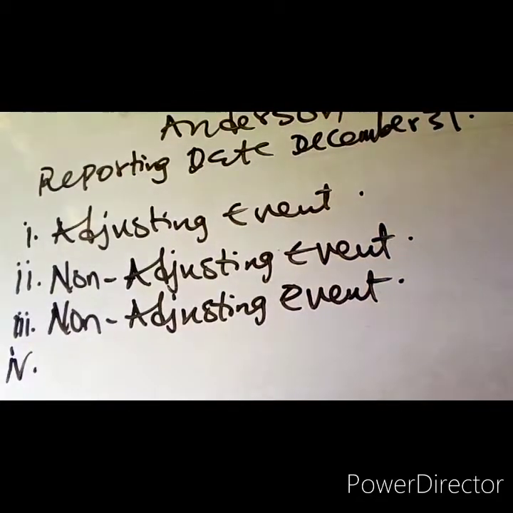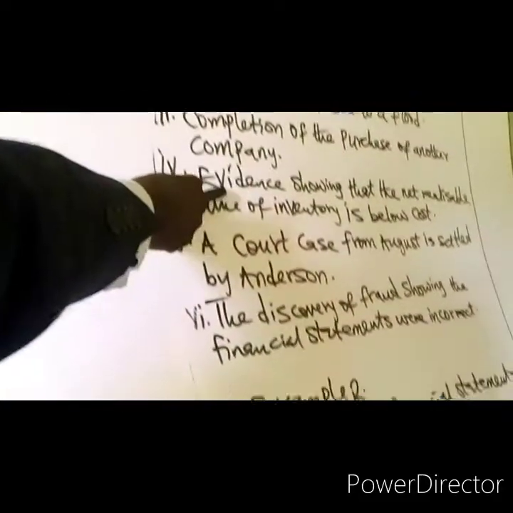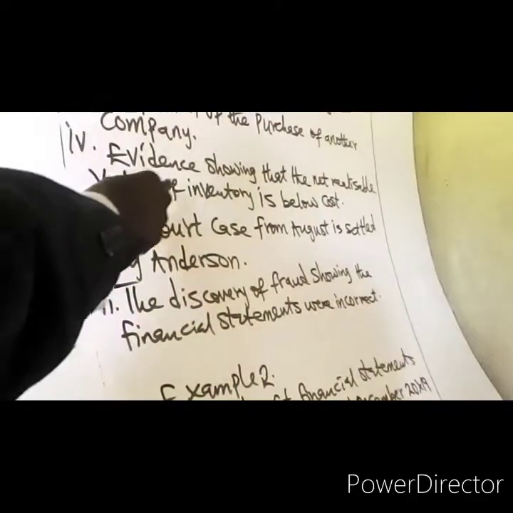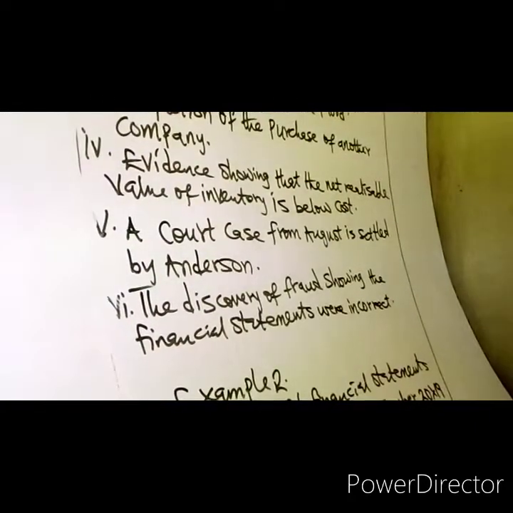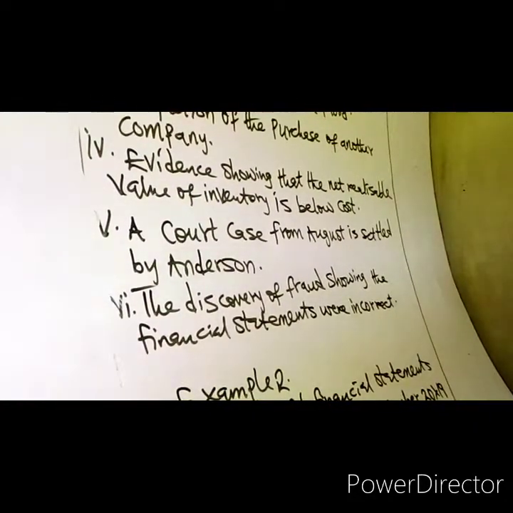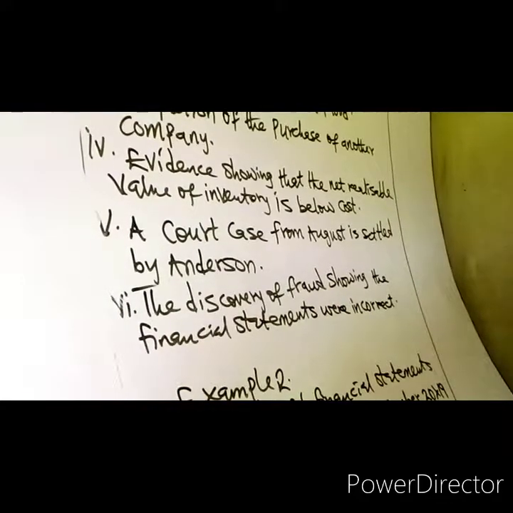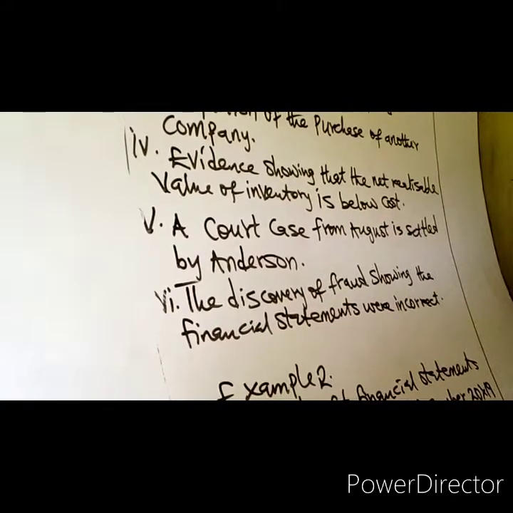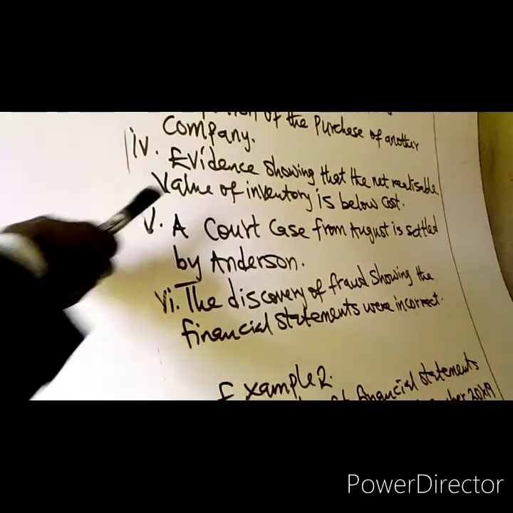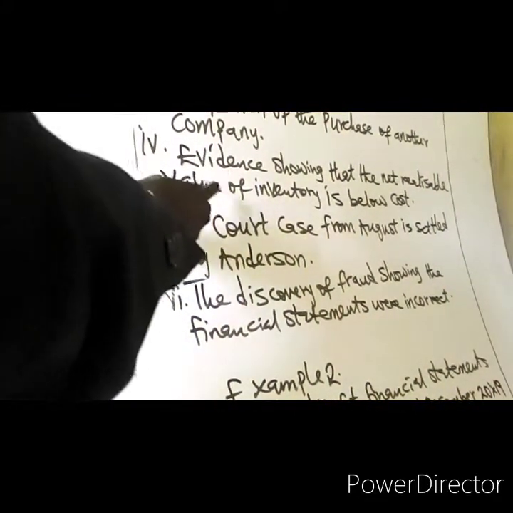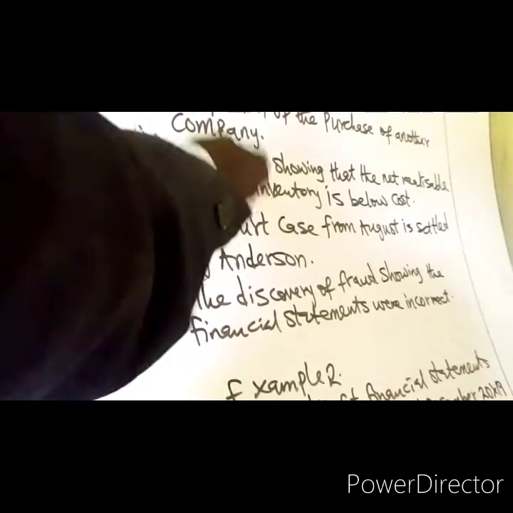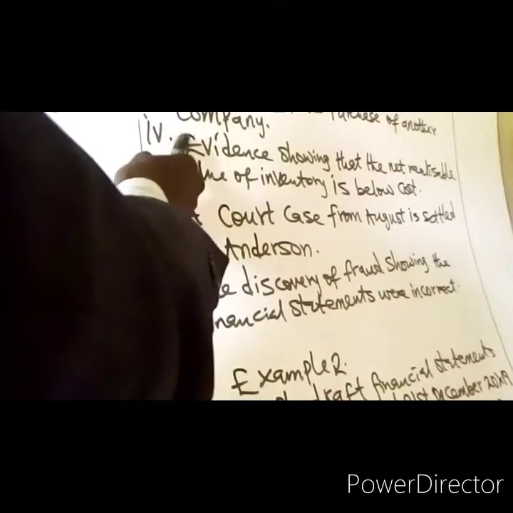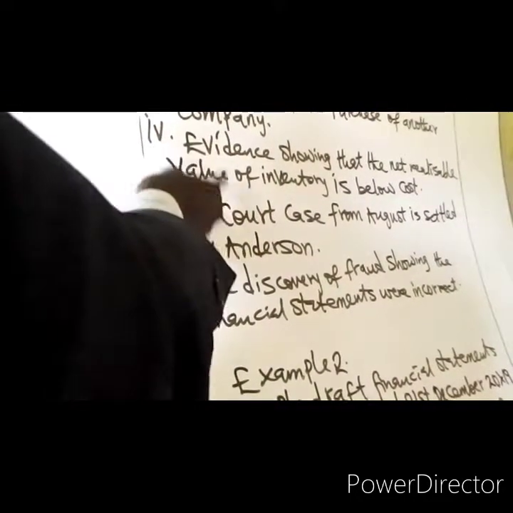Number four, evidence showing that the net realizable value of inventory is below cost. In fact, in accordance with IAS 2, you measure inventory at the lower of cost or net realizable value. And you are now getting the evidence that the cost you have shown in the financial statement is above the net realizable value you have just discovered. And in compliance with IAS 2, you ought to have used the lower of cost or net realizable value.